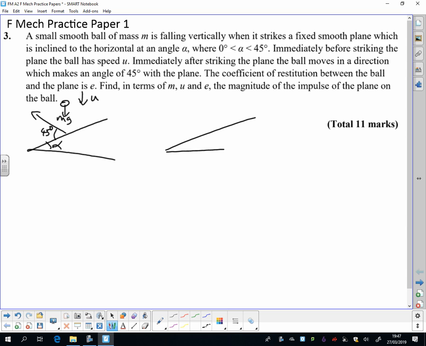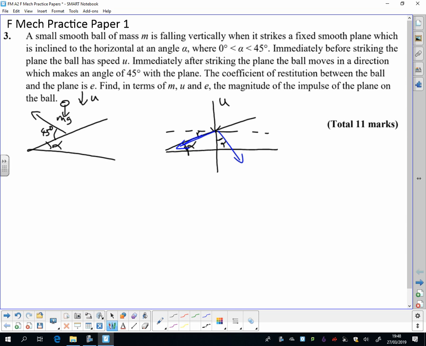Then what I did just to visualize this was look at the speed as it comes down and hits the plane. So there's u. Now if I extend that down there, this angle is alpha. So I can then think about what's going on here. I'm going to want to resolve parallel and perpendicular to the plane. Now when I do that, if I work through it, that angle there is alpha.